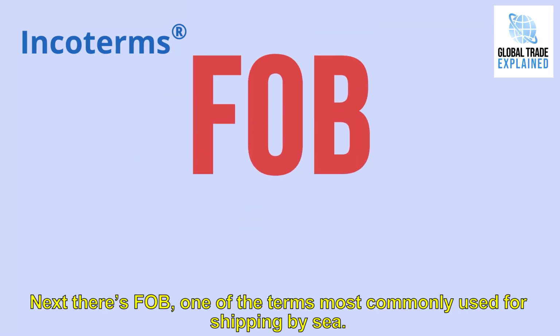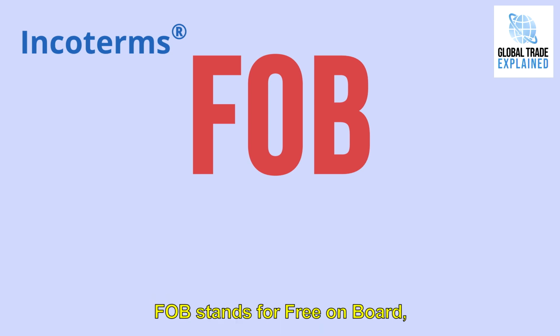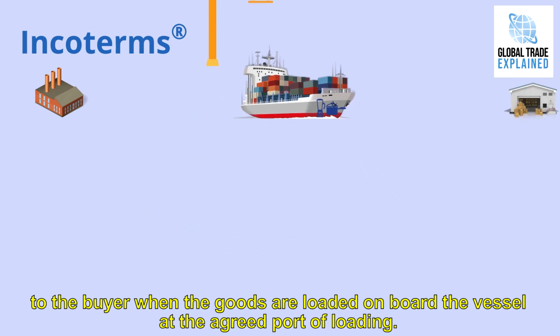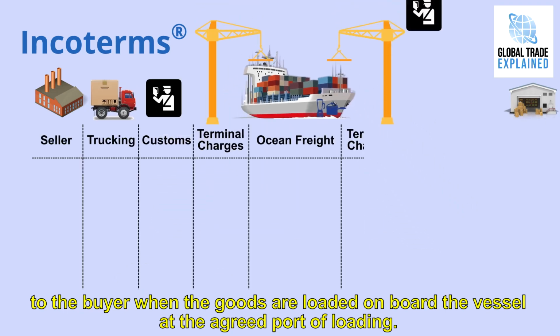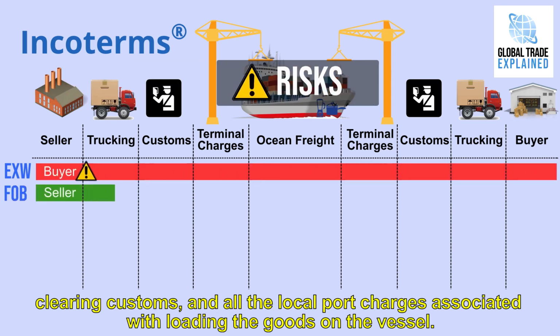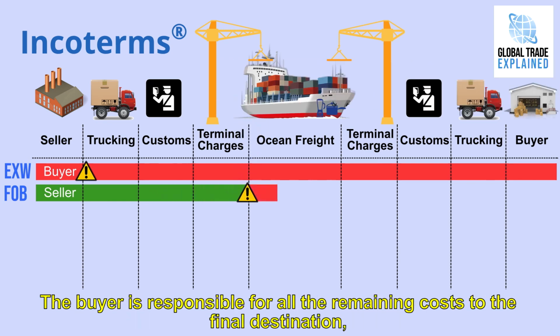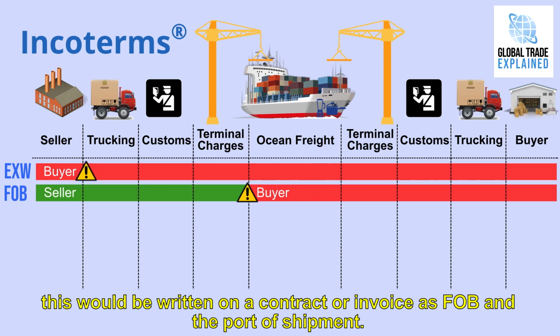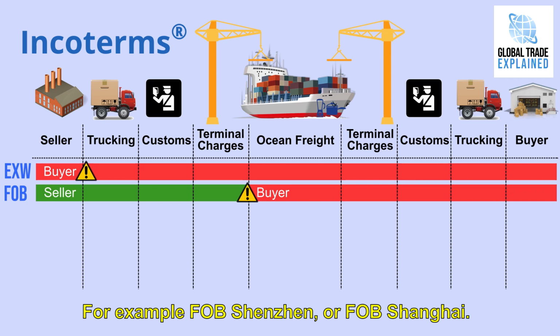Next, there's FOB, one of the terms most commonly used for shipping by sea. FOB stands for free on board, and it basically means that the risk is transferred to the buyer when the goods are loaded on board the vessel at the agreed port of loading. This means the supplier supports all the risks and costs of trucking the goods to the loading port, clearing customs, and all the local port charges associated with loading the goods on the vessel. The buyer is responsible for all the remaining costs to the final destination, like ocean freight, destination port charges, customs clearance, and transport to the final destination. The same as all other Incoterms, this would be written on a contract or invoice as FOB and the port of shipment. For example, FOB Shenzhen or FOB Shanghai.